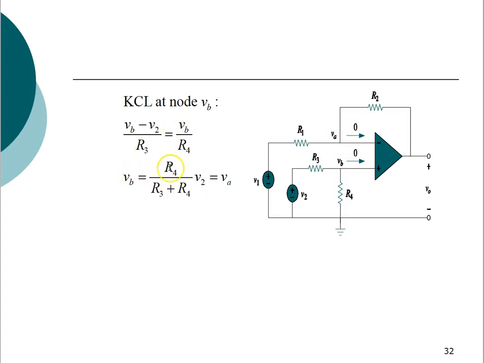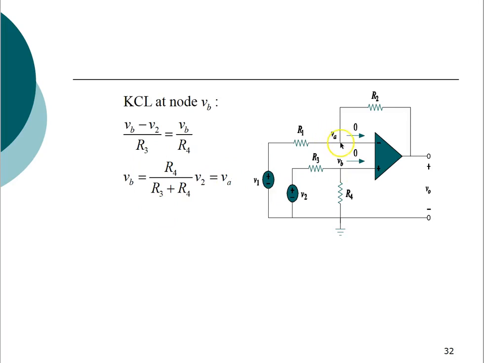VB will come out to be R4 upon R1 plus R4, R3 plus R4 into V2. Now what is V2? V2 is the input voltage here. So that's your input voltage V2, and this will be equal to VA. VA is this voltage. The reason is that by virtual ground, we know that VA is equal to VB, so these two are going to be equal. That's why whatever value we have found for VB is equal to VA.